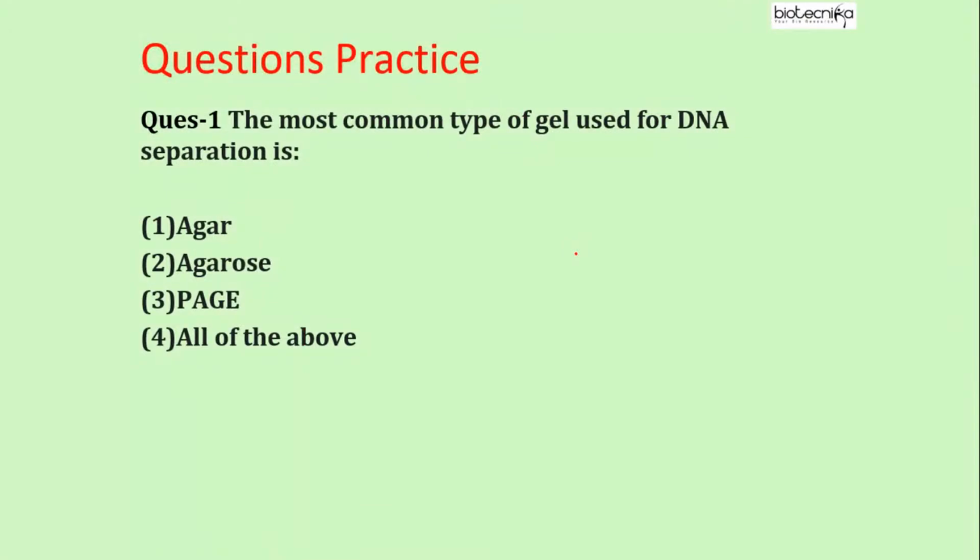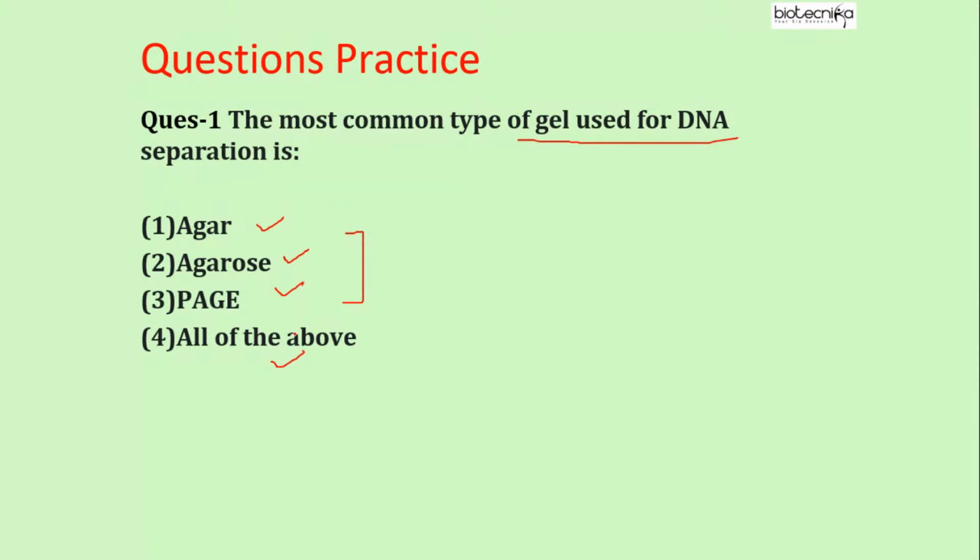The first question is: the most common type of gel that you can use for DNA separation. As I've already mentioned while explaining, the most common type of gel that you can use for DNA separation is: is it agar, is it agarose, is it beige, or is it all of the above?